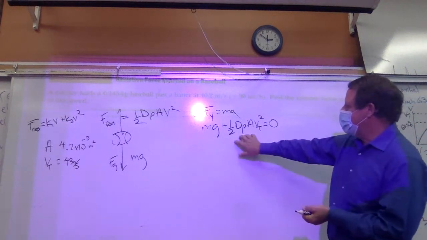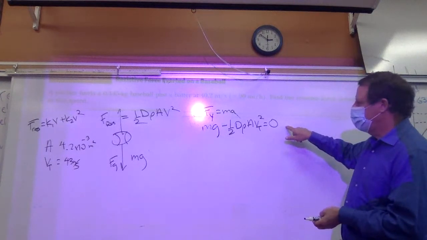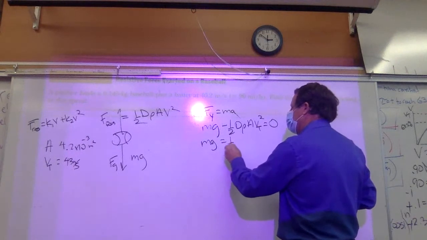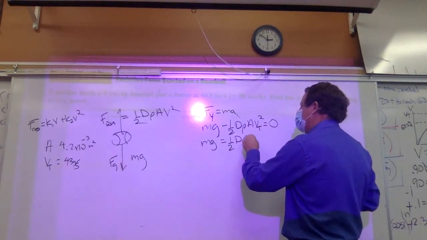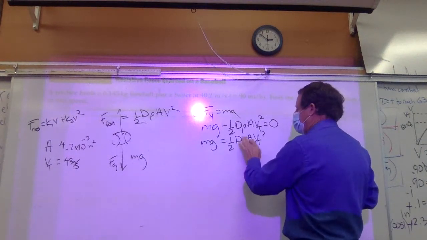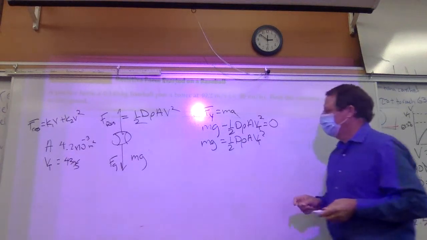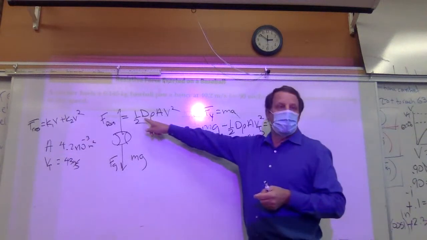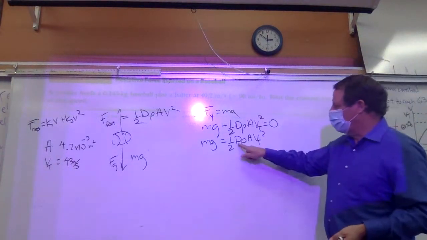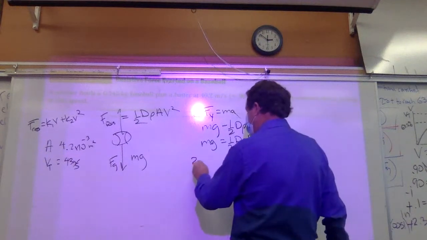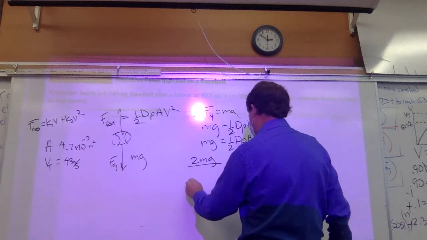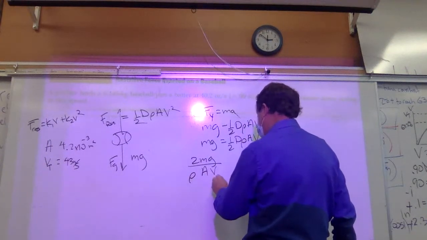Since we can take this negative and bring it to the other side, we can just say mg is equal to 1/2 D rho A v_t squared. What we first need to find is the drag coefficient, and we have all that information. So we just need to solve for this: we're going to multiply by 2 and get 2mg, and then we're going to divide by rho A v_t squared.